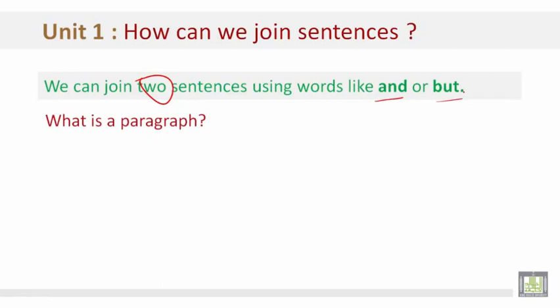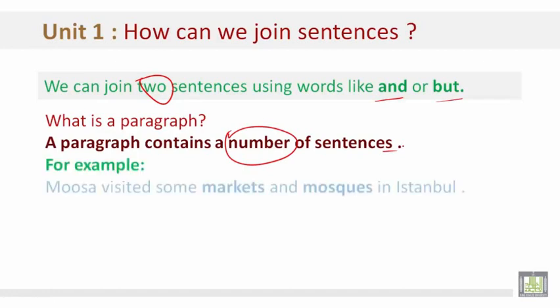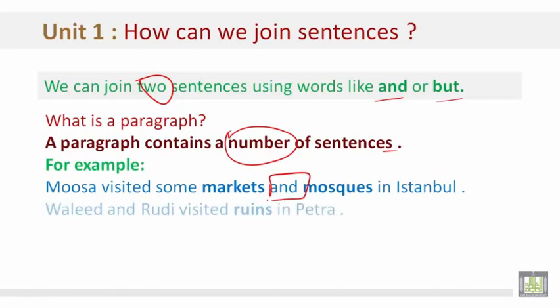What is a guided paragraph? It is a paragraph which contains a number of sentences. It is very important that it is noted here that a paragraph contains more than one sentence. For example, Musa visited some markets and mosques in Istanbul. Here we see the conjunction and joining two ideas in a sentence. We also have Walid and Rudy visited the ruins in Petra. Here we have and joining Walid and Rudy.